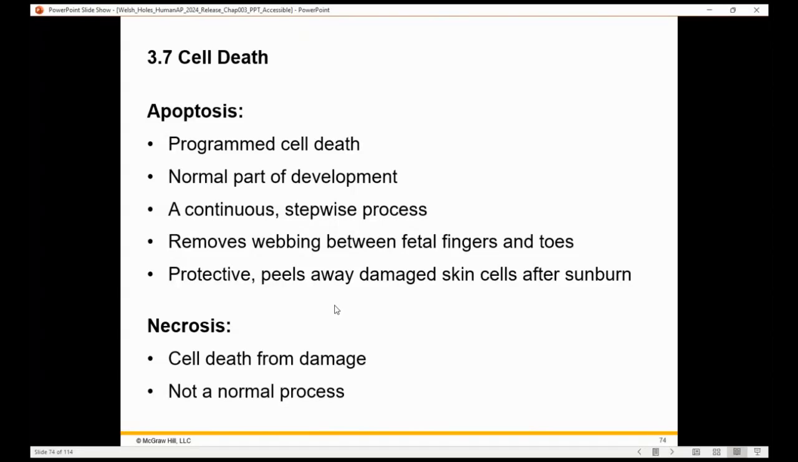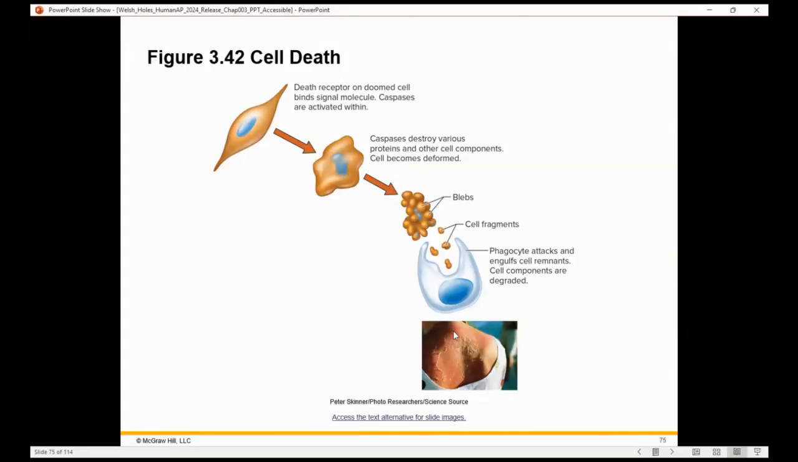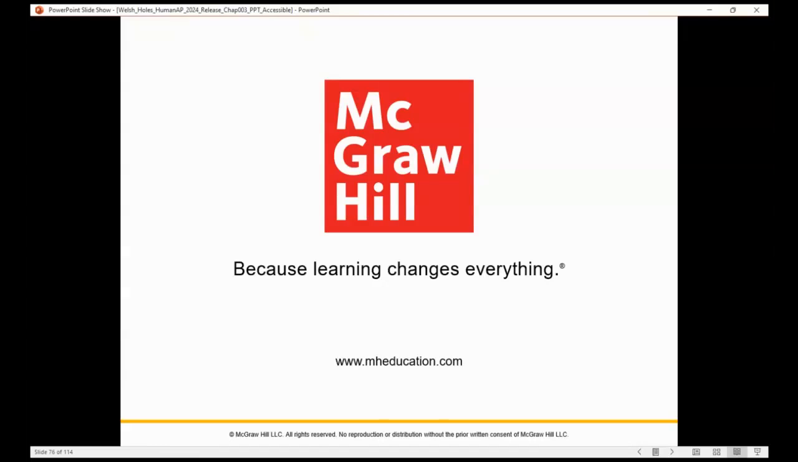This is a protective mechanism. It peels away damaged skin cells after sunburn, for example. Necrosis is cell death from damage. Now, that's not really considered as much of a normal process. Okay, this shows an outline of cell death, such as the individual had gotten sunburned and the skin peels off. And that is the end of the chapter on cells.